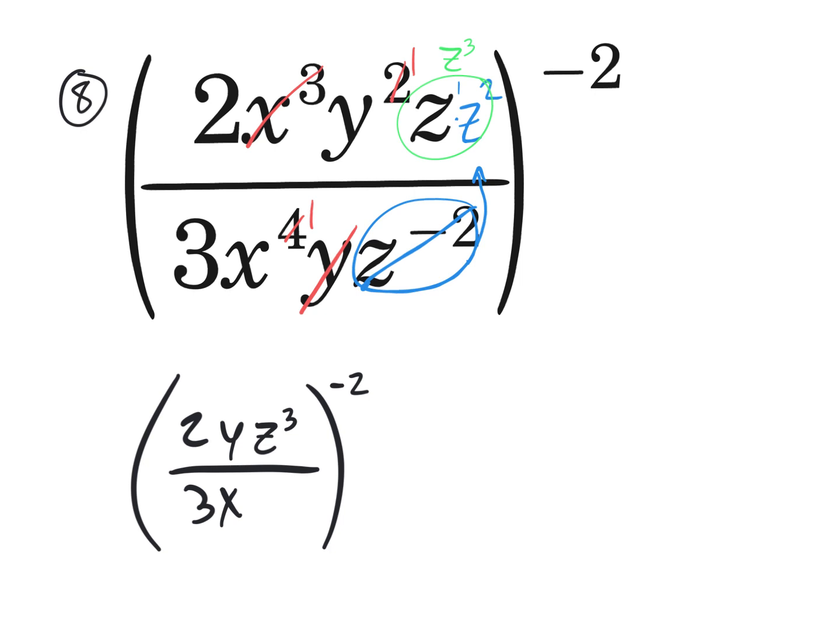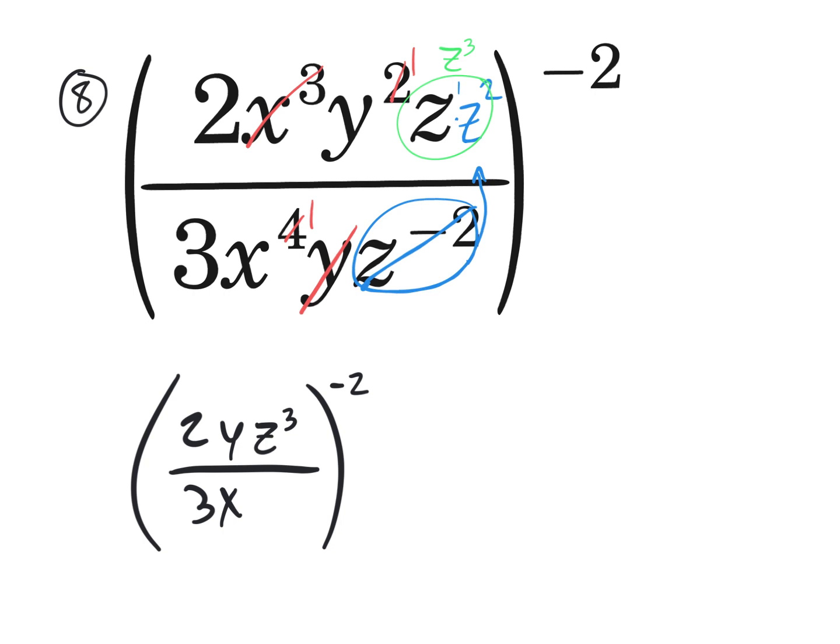And now at this point, we could distribute the negative 2 to each and every term. Put the negative 2 on the 2, on the y, on the z, on the 3, on the x. But that means that you're going to have a whole bunch of negative exponents, which means you're going to have to move every single term to the other side. So that could get ugly looking. So here's a little trick. If you ever have a fraction on the inside that has a negative exponent on the outside that you're about to distribute to every single term, you could actually take the inside and flip the whole thing and then make that positive.